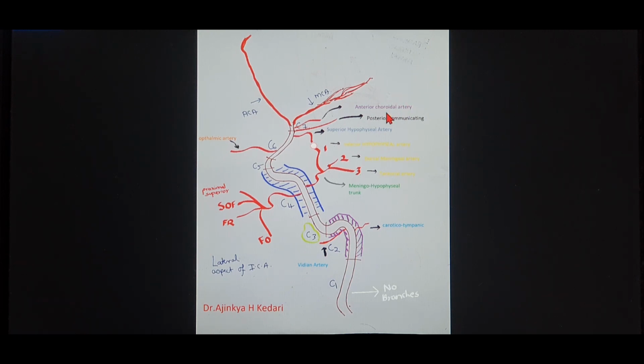It supplies the lateral ventricle, it supplies the lateral geniculate body, it crosses over the superior border of the optic tract, and it eventually supplies the choroid plexus, which forms the CSF in the lateral ventricle. And this is the ACA and this is the MCA.